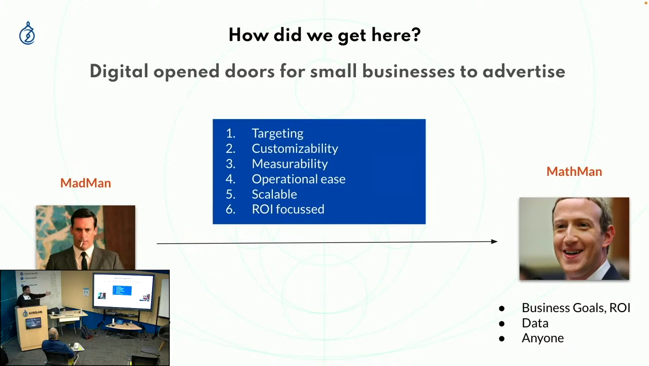And they added a lot of other things: customizability, measurability, operational ease, scalability, and it's ROI focused. So these companies didn't just take the share from offline advertising, they onboarded smaller advertisers. Every business has to be online now, they have to spend on digital marketing.